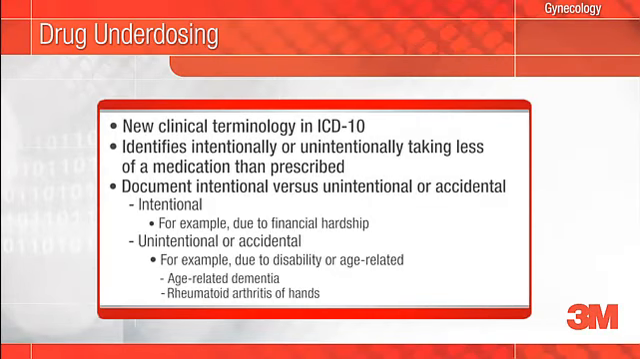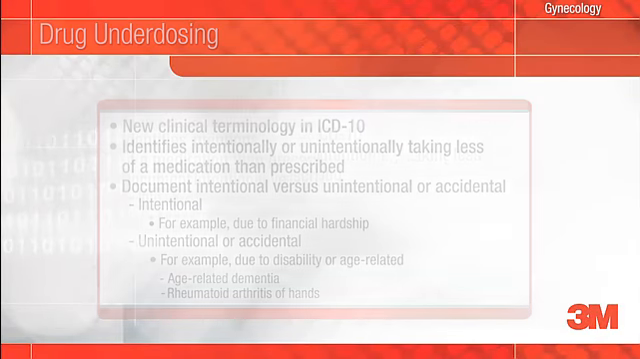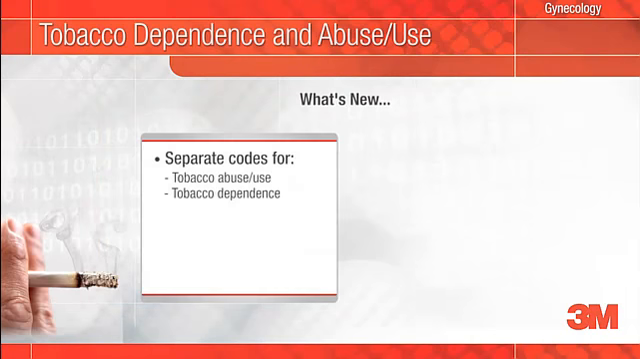Or patient has age-related dementia and forgot to take her antibiotic as prescribed. Or patient stopped taking her tamoxifen because she cannot afford the medication. ICD-9 provided a single code for tobacco abuse and dependence without differentiation and without further specificity for the type of tobacco product.